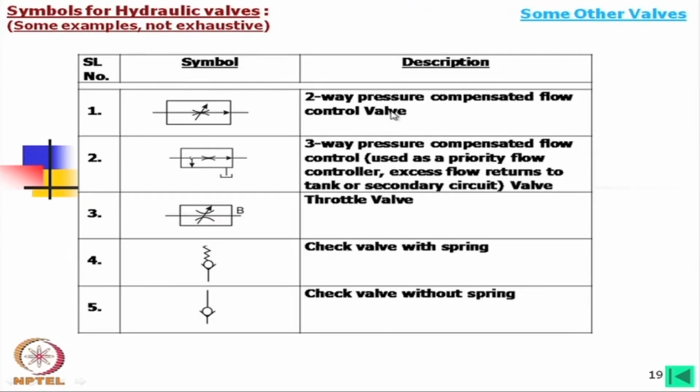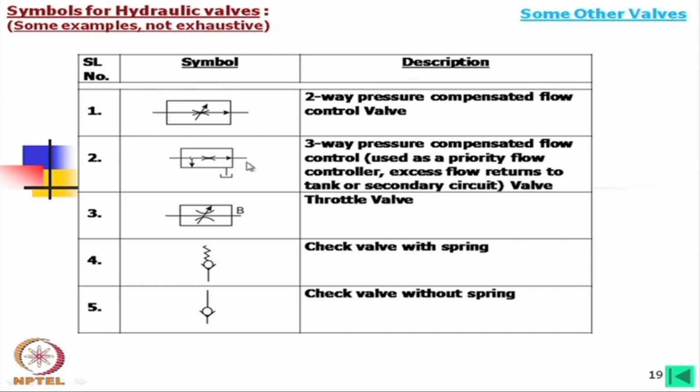Now, this is a flow control valve, a two-way pressure compensated flow control valve. So, this arrow is there, meaning this is the direction of the flow, and this is the three-way pressure compensated flow control valve. If the box is there, this is pressure compensated, and if it is used without this box, perhaps it is not pressure compensated. This is a throttle valve.